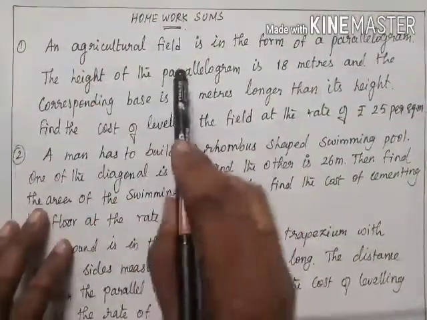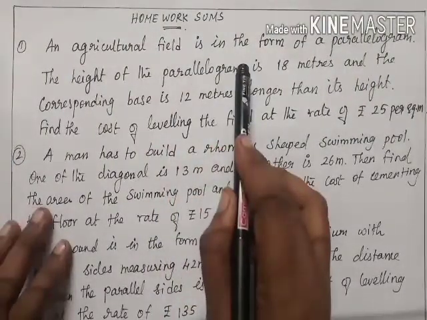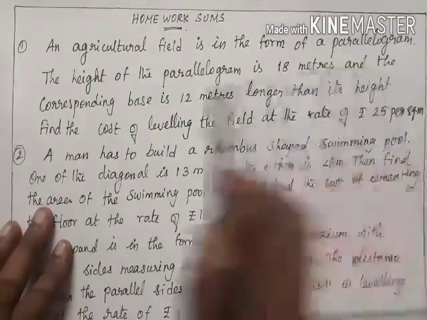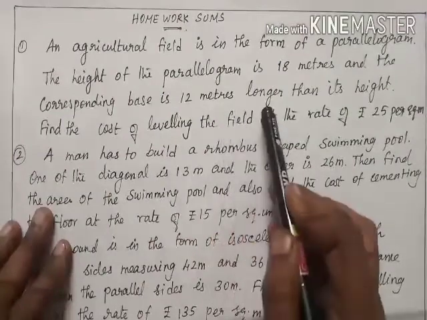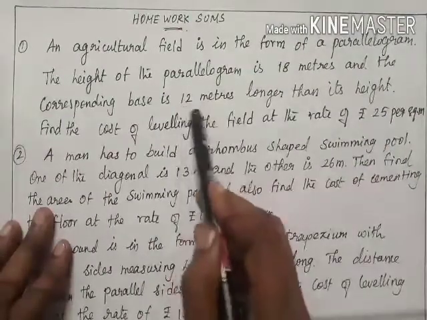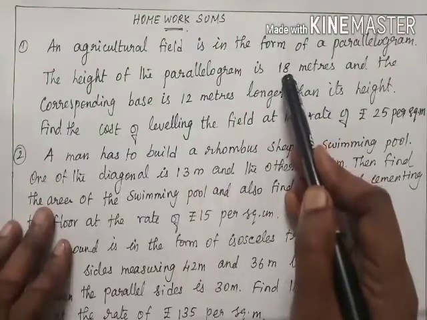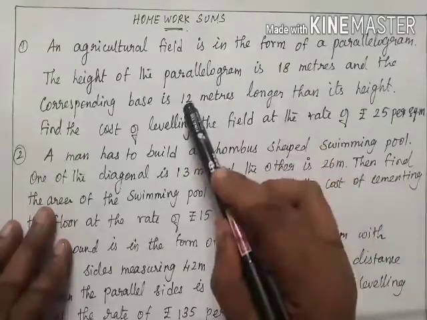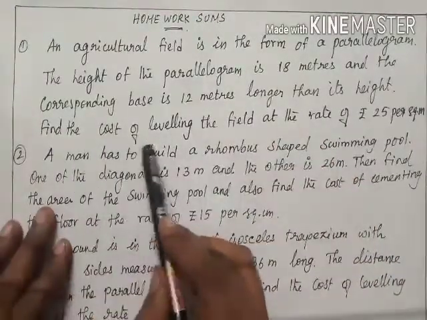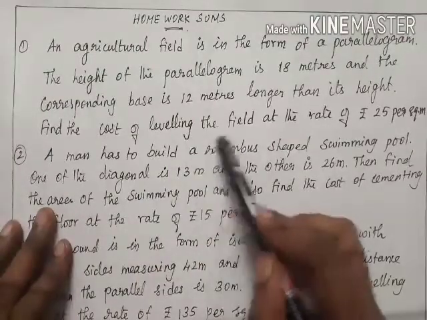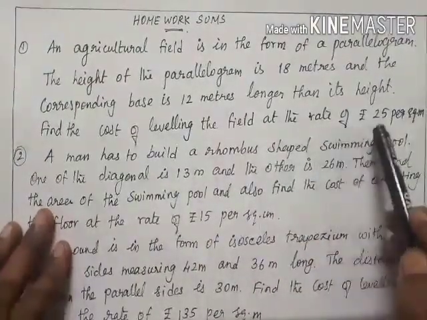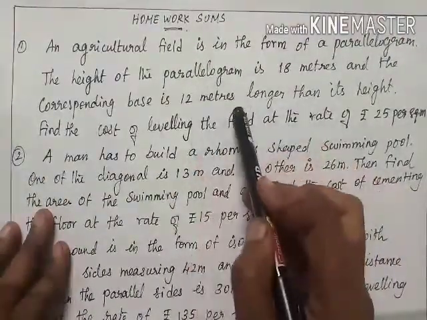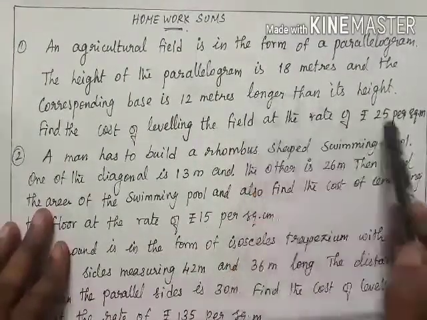An agricultural field is in the form of a parallelogram. The height of the parallelogram is 18 meters and the corresponding base is 12 meter longer than its height. So here you have to add 12 along with this 18 to get base. Height is 18, base is equal to 18 plus 12. Then find the cost of leveling the field at the rate of rupees 25 per square meter. So with base and height find the area and then multiply that answer with 25.